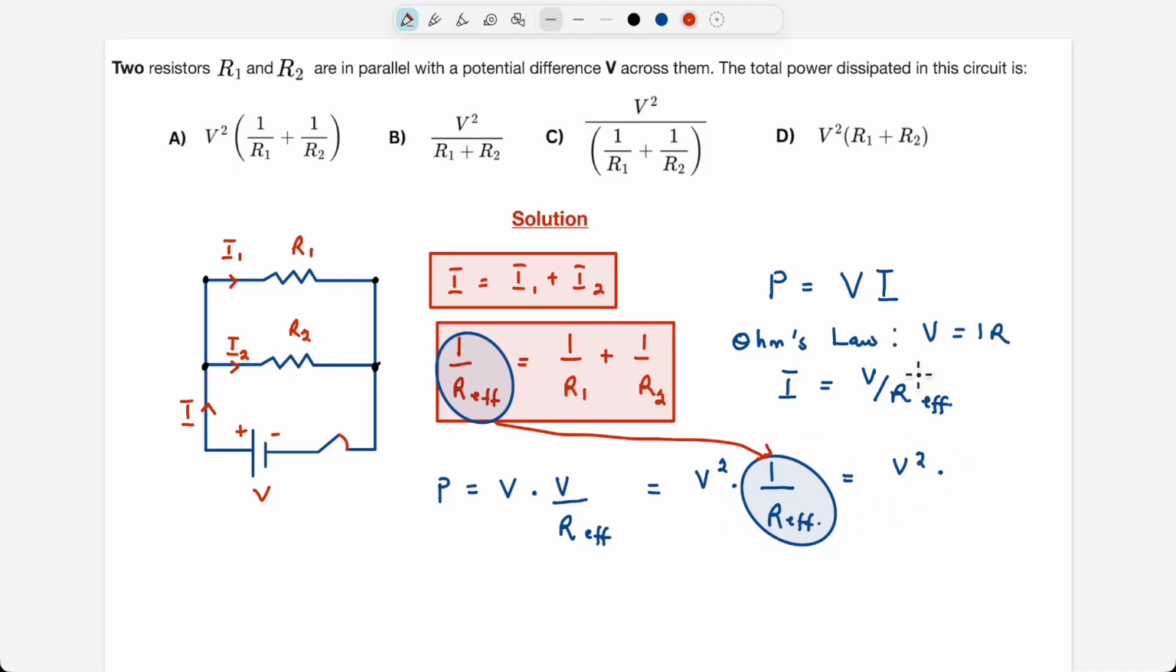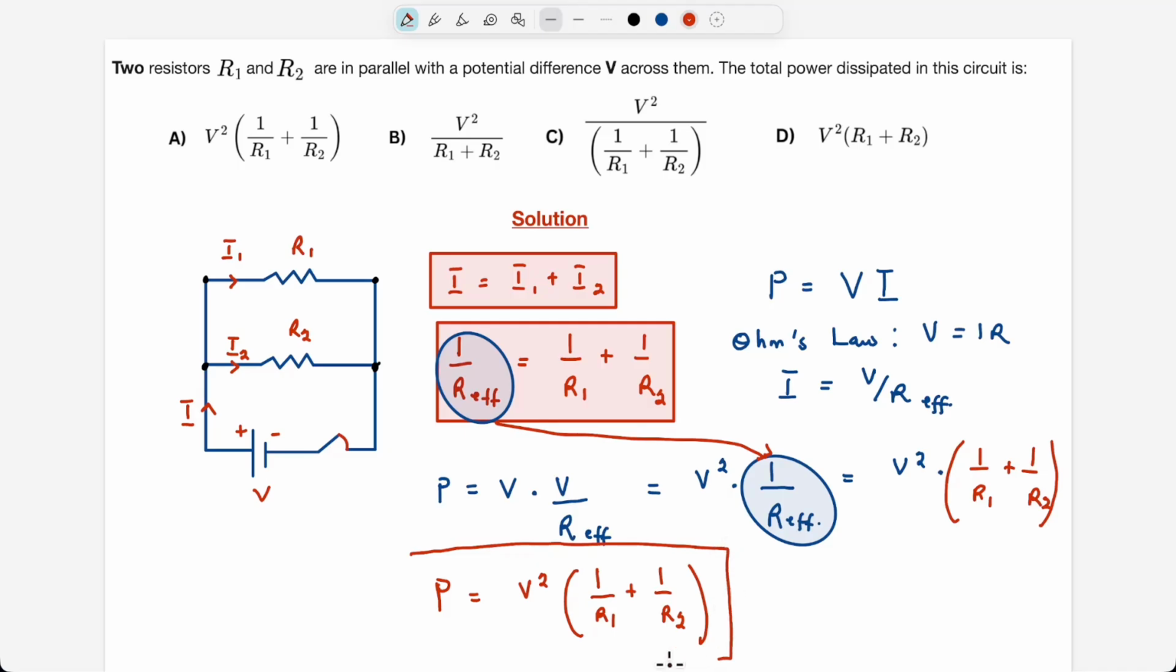So with that, we are multiplying by 1 over R1 plus 1 over R2. This will give us a final result of the power equal to V squared multiplied by 1 over R1 plus 1 over R2. And this gives us the total power dissipated in the electric circuit. So clearly from this problem, we can see that the effective power is given by option A.